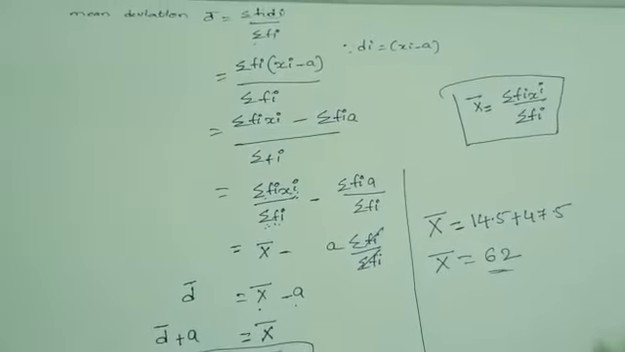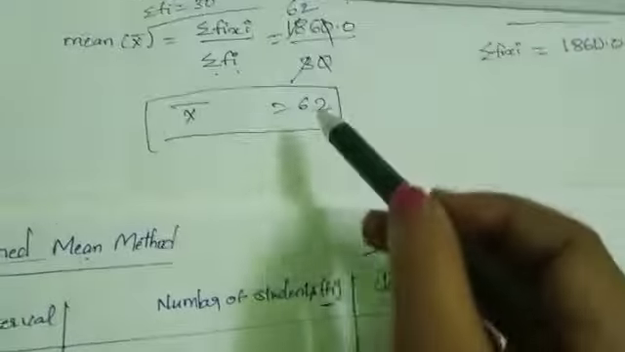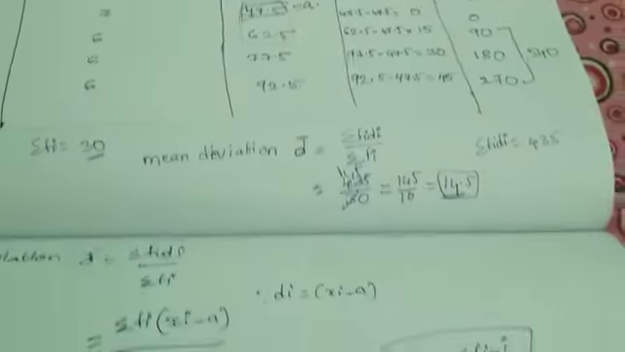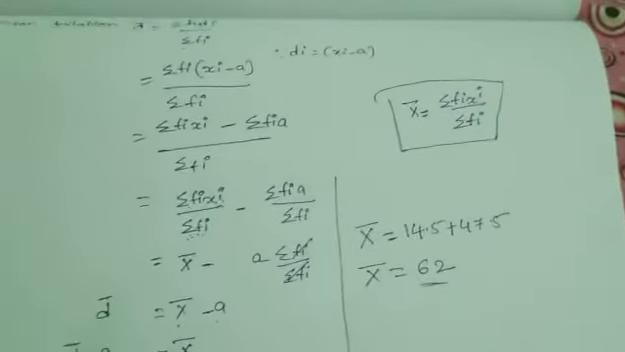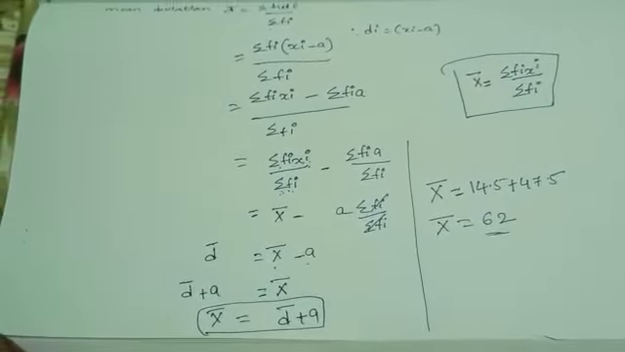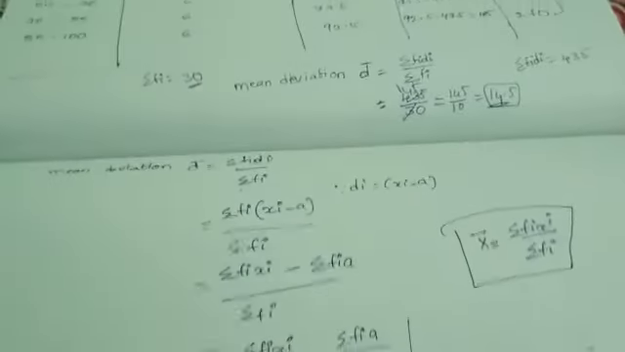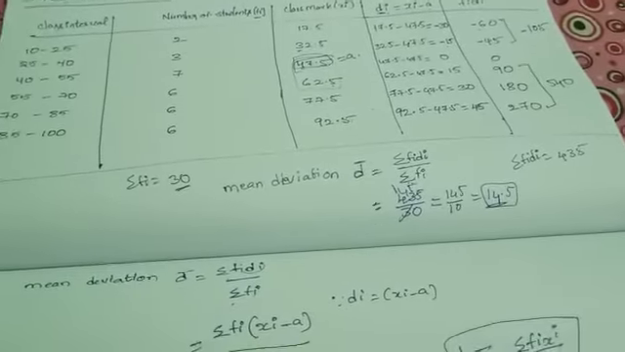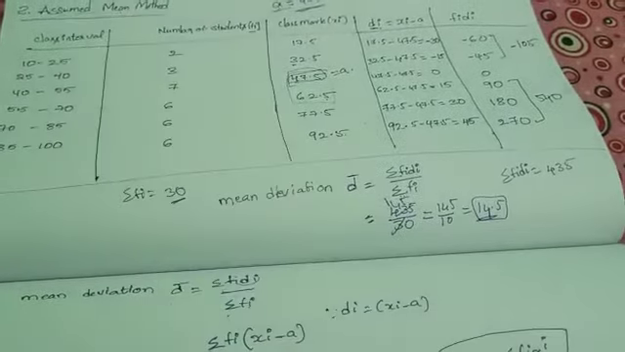In the direct method we got mean as 62. Okay, both are the same. This method is known as the assumed mean method. This is an important method.